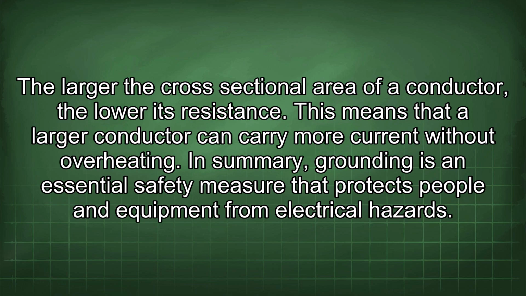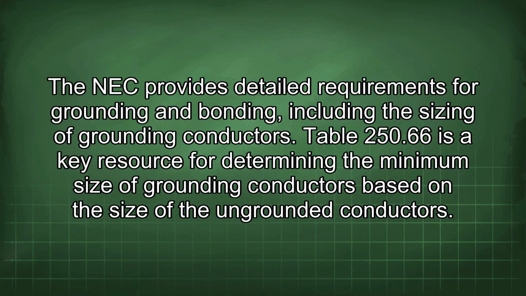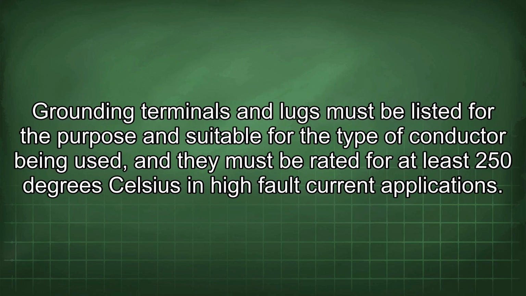In summary, grounding is an essential safety measure that protects people and equipment from electrical hazards. The NEC provides detailed requirements for grounding and bonding, including the sizing of grounding conductors. Table 250.66 is a key resource for determining the minimum size of grounding conductors based on the size of the ungrounded conductors. Grounding terminals and lugs must be listed for the purpose and suitable for the type of conductor being used, and they must be rated for at least 250 degrees Celsius in high fault current applications.